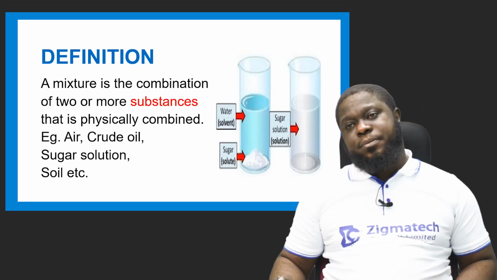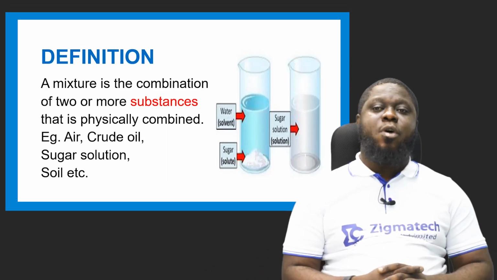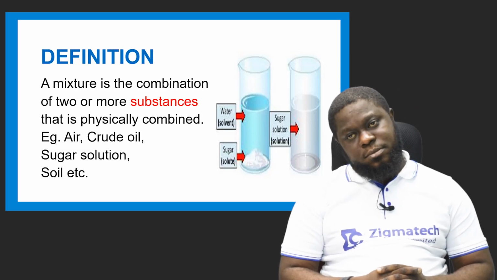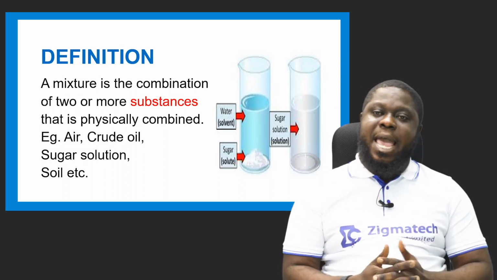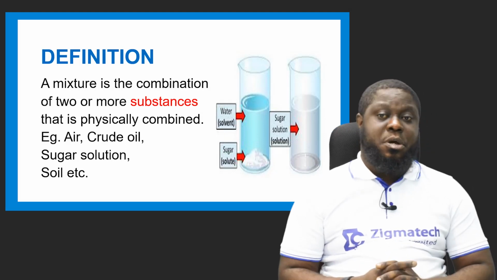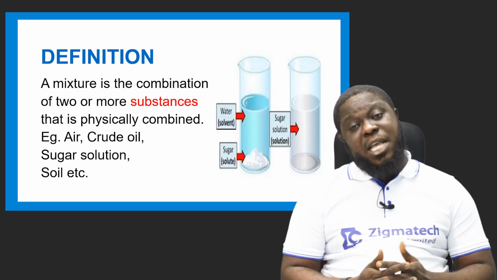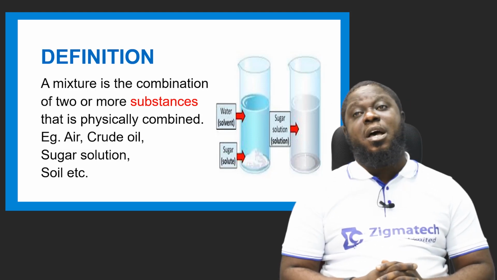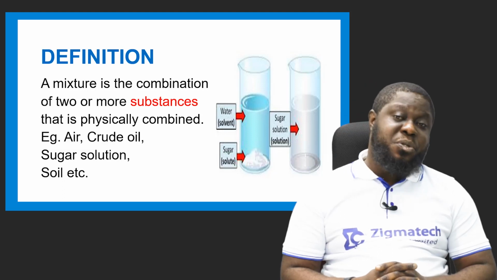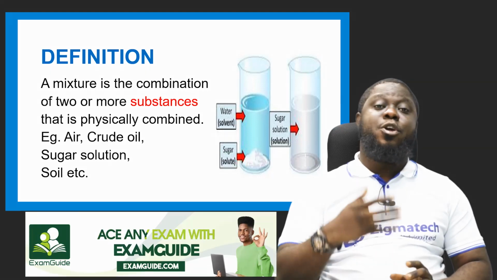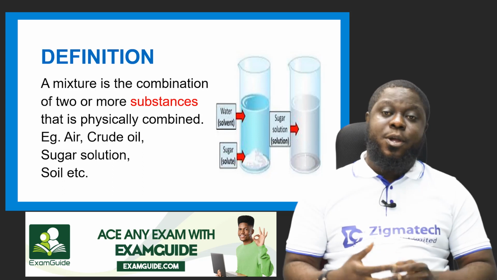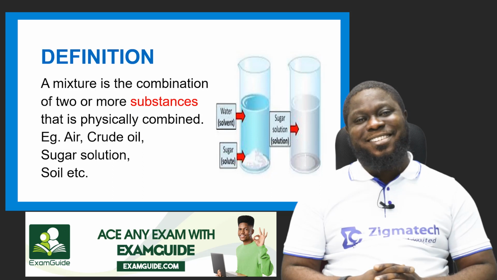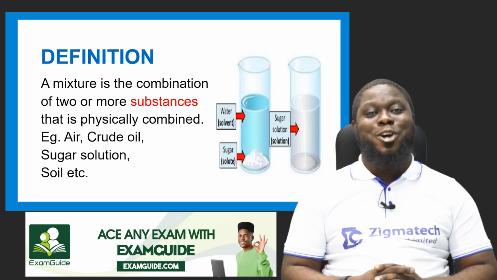Now, what is a mixture? A mixture is a combination of two or more substances that is physically combined. Air, crude oil, sugar solution, soil. The air is physically combined. Inside the air, we see nitrogen, we see oxygen. They can be separated. Even when you're breathing, you separate the air and you take in only oxygen. It is a miracle of nature, curiosity.